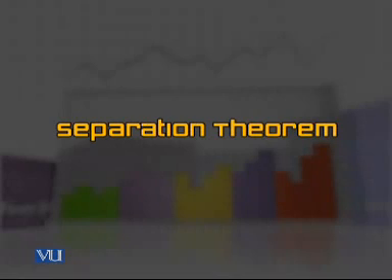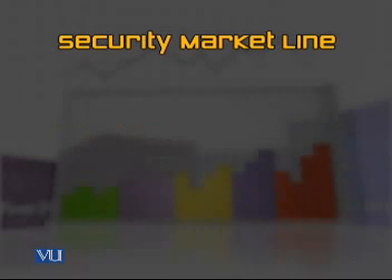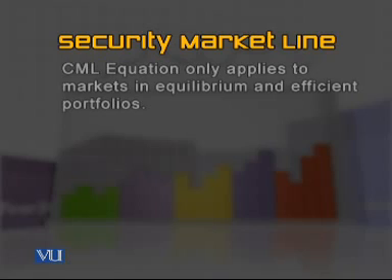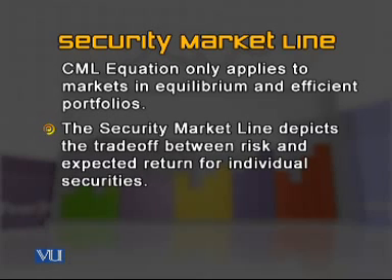And when we understand these things, we must have understanding of the security market line. We talked about the capital market line, which was in generics, but we need to understand the security market line in focusing on individual scripts. Now, this capital market line equation only applies to the market equilibrium and efficient portfolios. But the security market line, on the other hand, depicts the trade-off between risk and expected return for individual securities.